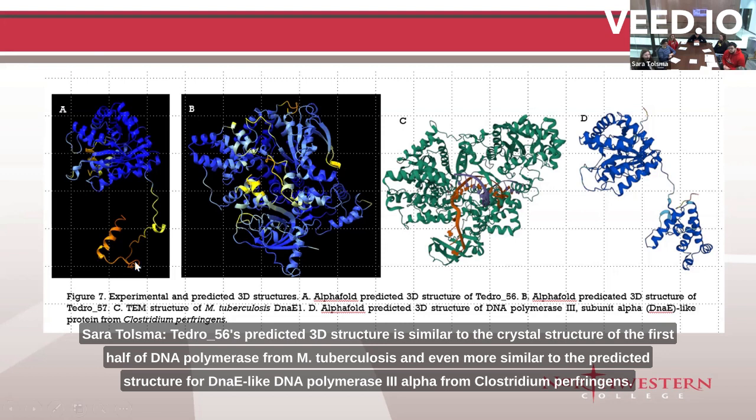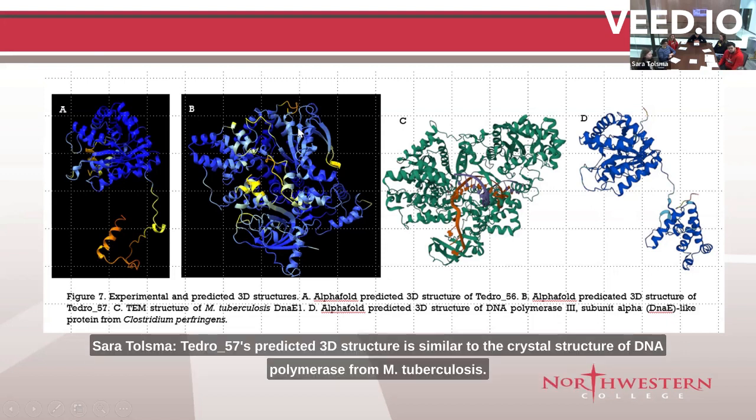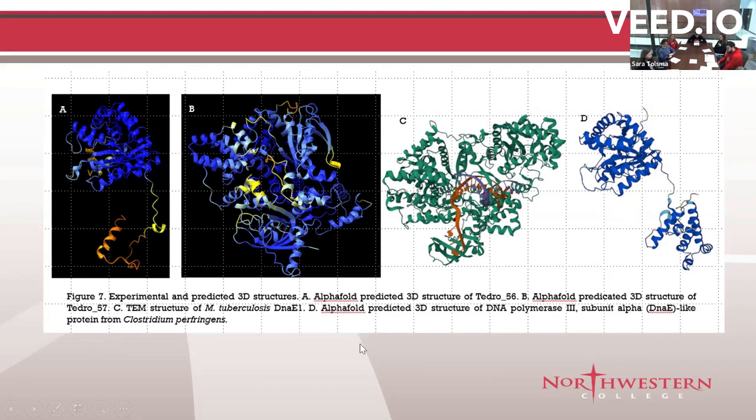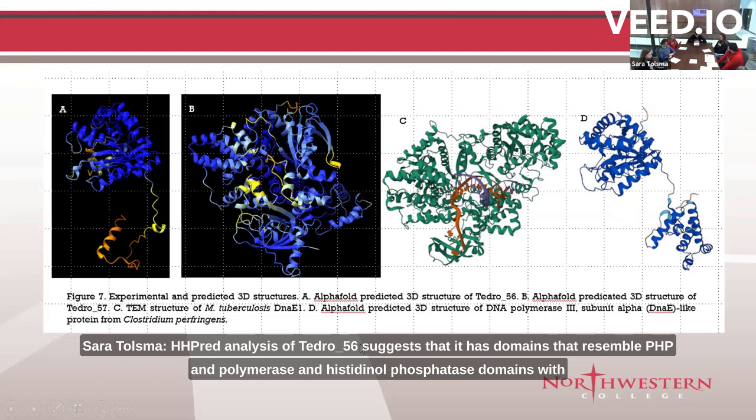Tedro 56's predicted 3D structure is similar to the crystal structure of the first half of DNA polymerase from M. tuberculosis, and even more similar to the predicted structure for DnaE-like DNA polymerase III alpha from Clostridium perfringens. Tedro 57's predicted 3D structure is similar to the crystal structure of DNA polymerase from M. tuberculosis.